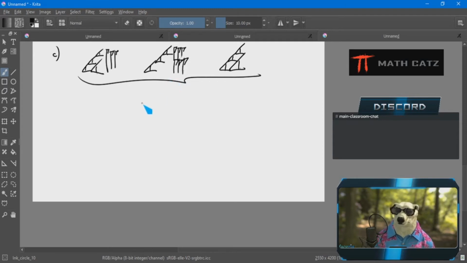Okay. Then I see I have 1, 2, 3 places. Left to right, right to left, I don't care. Number of 60 squared, number of 60s, number of 1s. If I can write this out every single time, so can you. So what's represented in this place? 43.